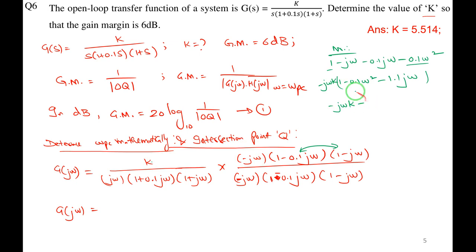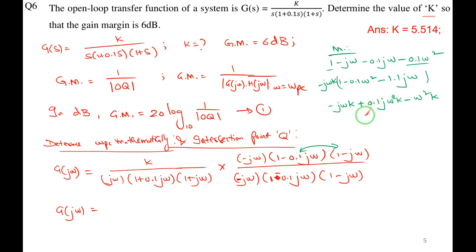Minus into minus, it will be plus. So 0.1 j omega cube k, right? Yeah, I hope it's correct. Minus into minus is plus, but j into j is j square, which is minus 1, so minus into minus plus, once again it will get minus. So omega into omega square k, this is fine.